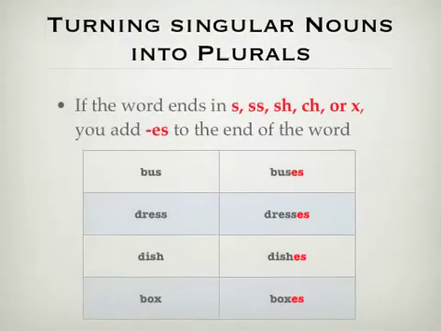Oh, if they were all that simple. Because now it starts to get a little tricky. If the word ends in S, SS, SH, CH, or X, you don't just add an S, you add an ES to the end of the word. So the word bus, it ends in an S. Buses, B-U-S-E-S. Dress ends in a double S. It becomes dresses, and you make it an ES. Dish, you get the SH at the end, becomes dishes. You need to make it ES to make it plural. Box ends in X, so it's B-O-X-E-S for the plural.